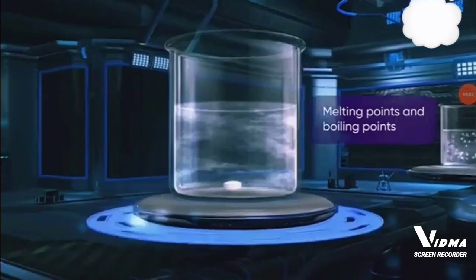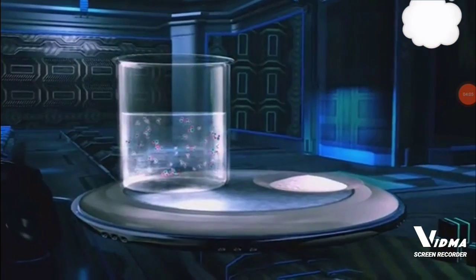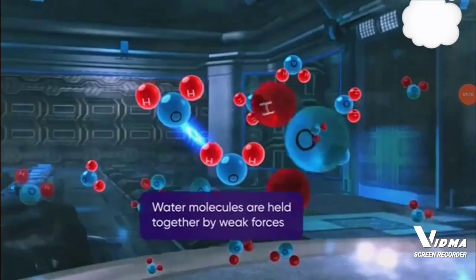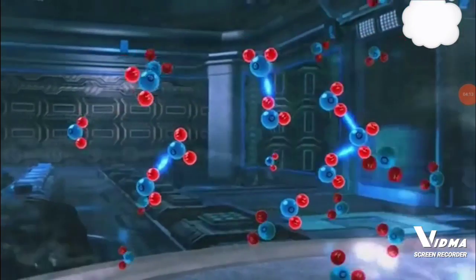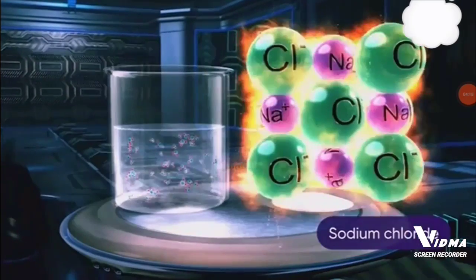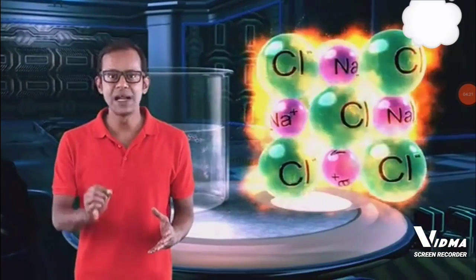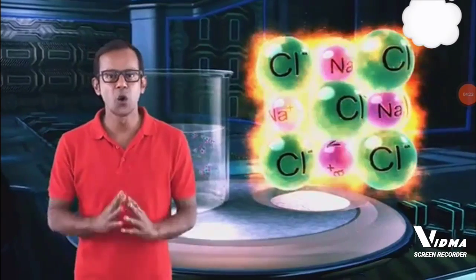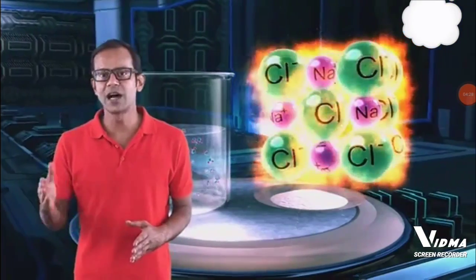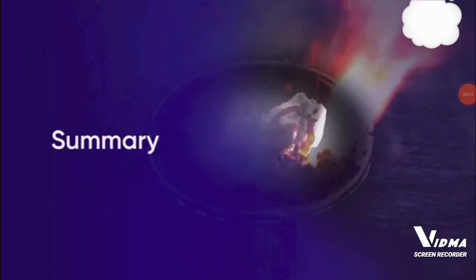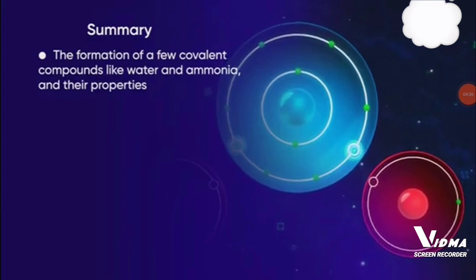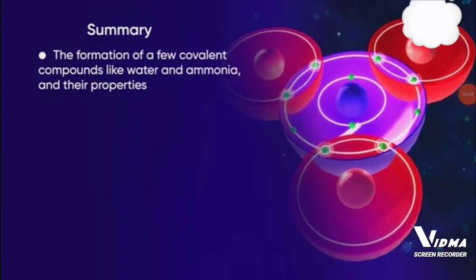Melting points and boiling points. Molecules of a covalent compound such as water are held together by relatively weak forces as compared to the ionic compounds such as sodium chloride, which possess strong bonds. Therefore, melting points and boiling points of covalent compounds are low, as less energy is required to overcome these weaker forces.